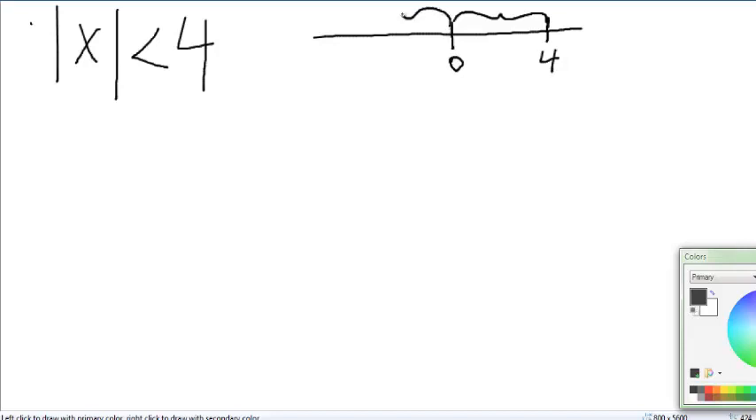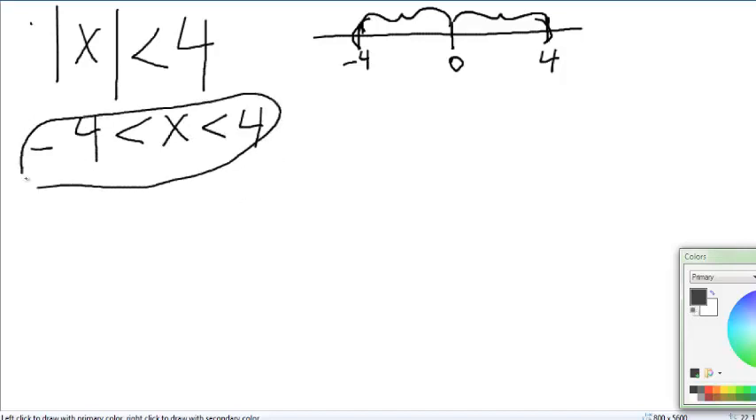And it could also go the other direction to negative 4. And our distance from 0 is less than 4. So we don't go this far, we don't go this far. So it's somewhere between negative 4 and 4. And so when I see an absolute value less than 4, I think, hey, it's less than, so it's going to be between 4 and negative 4. So I'm going to set this up by writing it as negative 4 is less than x, which is less than 4. And I'm done. This one is straightforward and simple.